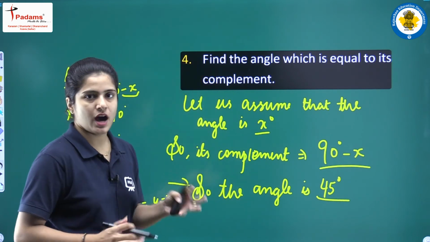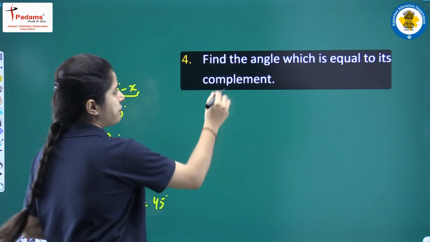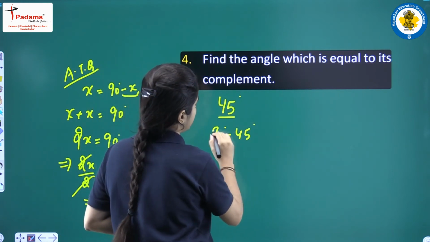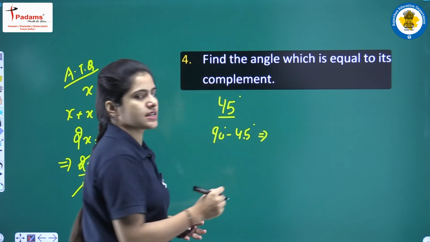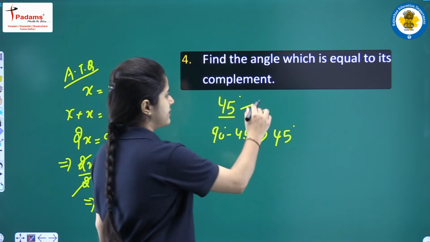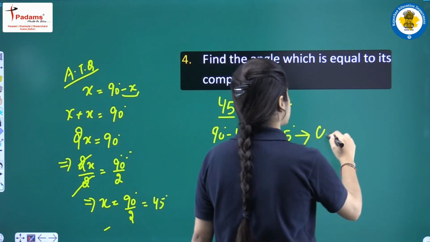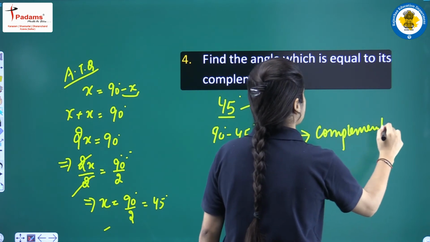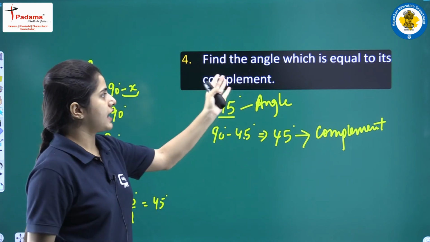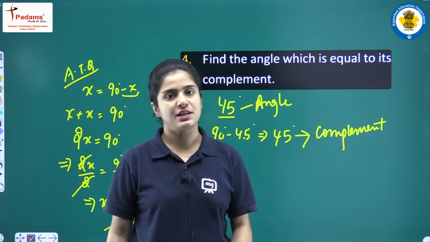Now we can also check how. Have a look students. If the angle is 45 degrees, then its complement should be 90 degrees minus 45 degrees. 90 degrees minus 45 is equal to 45, okay students. So this is the angle itself, and 90 degrees minus 45 degrees is equal to 45 degrees, which is its complement. So 45 is equal to 45, this is what is asked in the question, the angle which is equal to its complement. So this was the required condition students, okay.